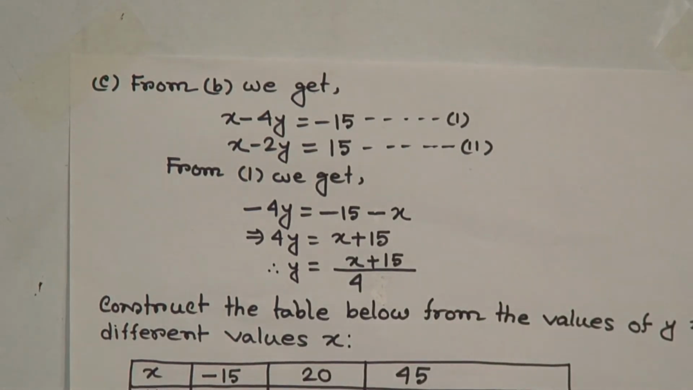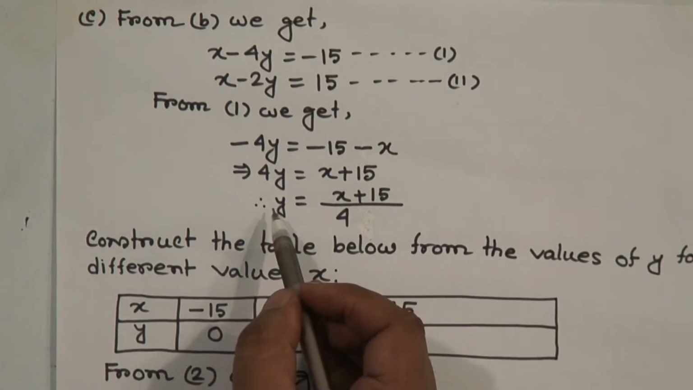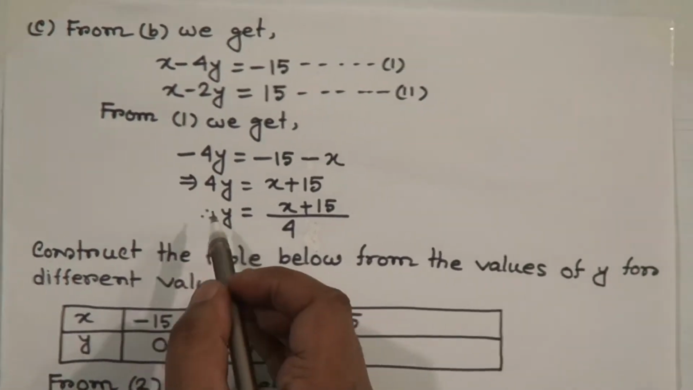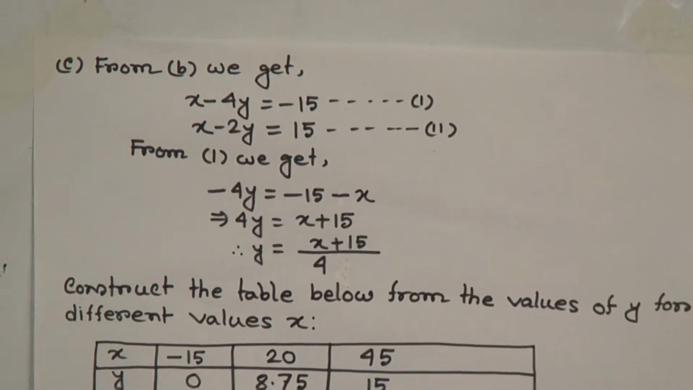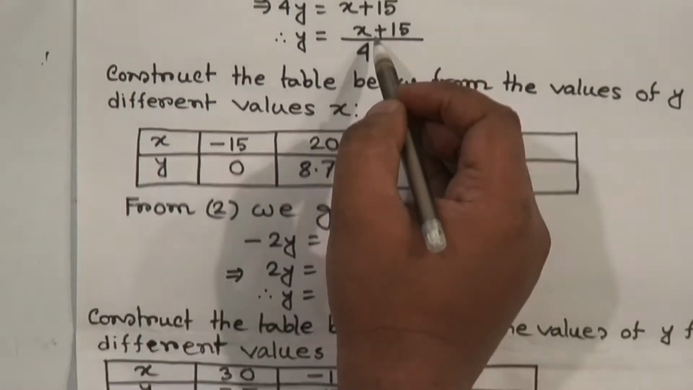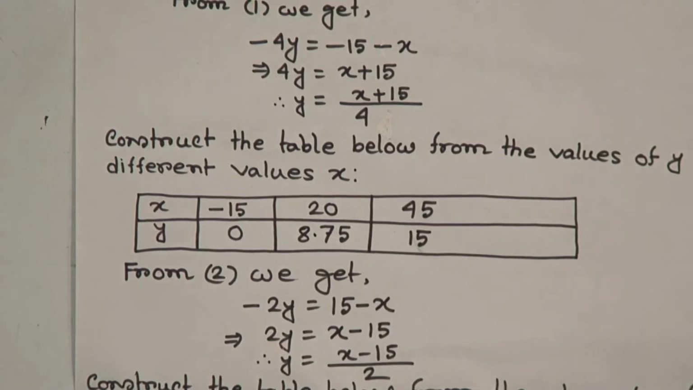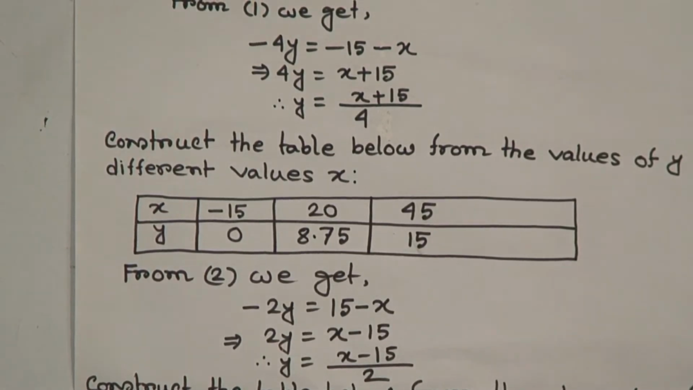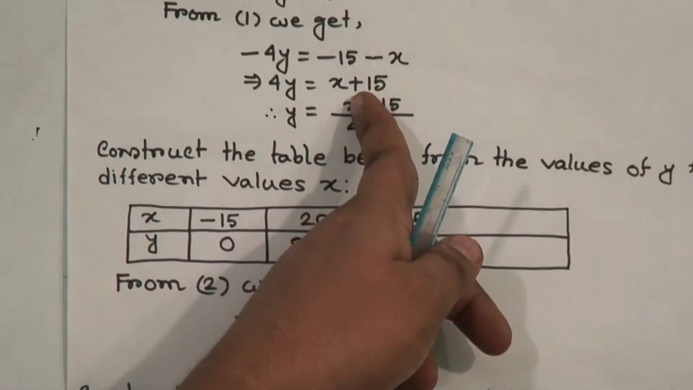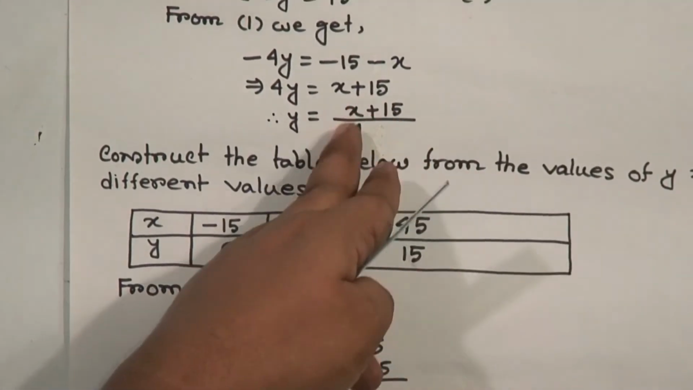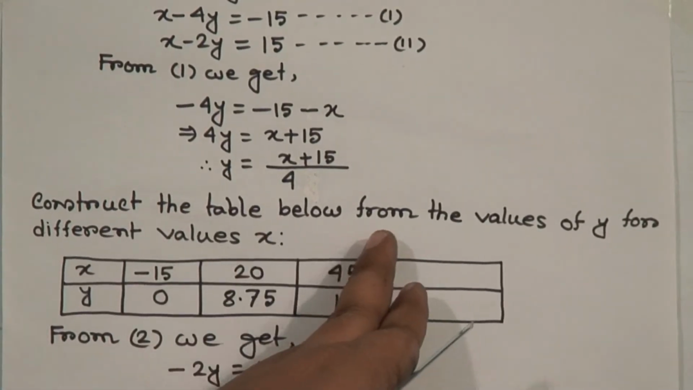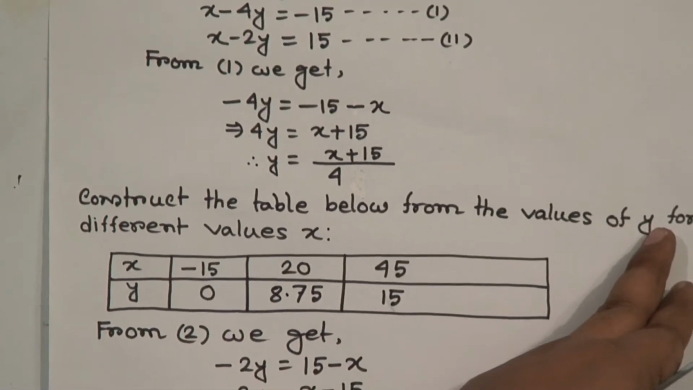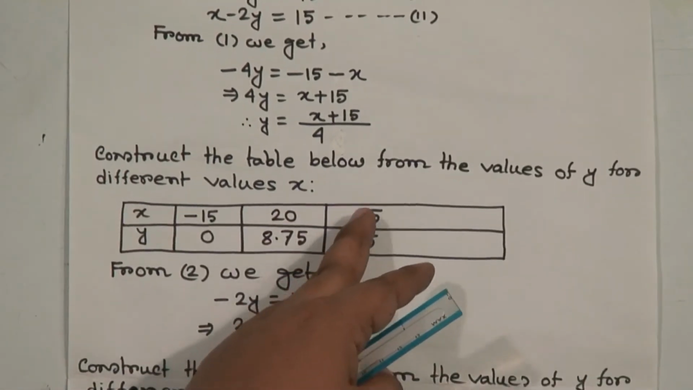Now notice we need the value of y only. For this reason, as 4 is in multiplication, when it changes its position it becomes division. That means y equal to x plus 15 divided by 4. My dear students, now we put different values of x in the equation and we get different values of y. Construct the table below for the values of y for different values of x.